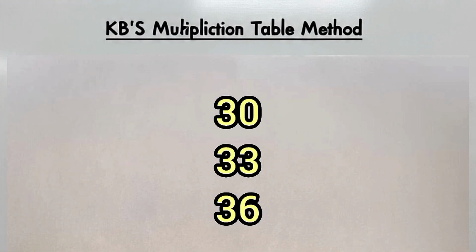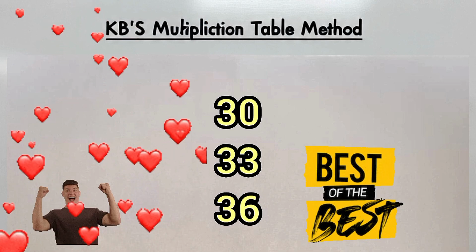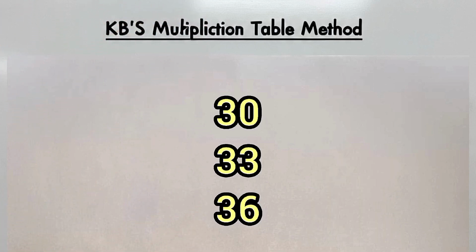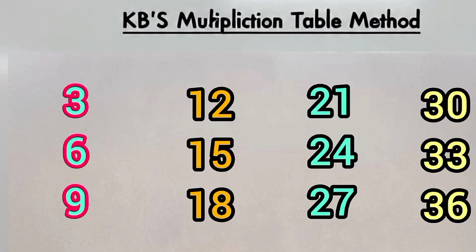Our final segment is just as important. Here we go. 30, 33, 36. Let's count them together, kids. 30, 33, 36. Look at you, multiplication champs. You've learned the entire 3 times table. Now, let's do a quick recap of the whole 3 times table together. 3, 6, 9, 12, 15, 18, 21, 24, 27, 30, 33, 36.